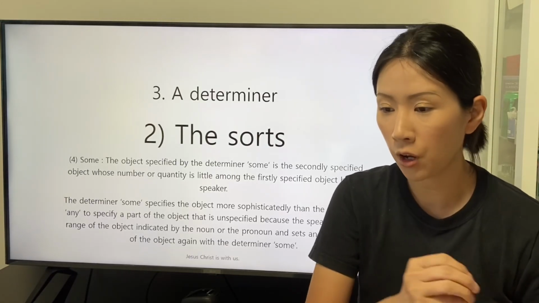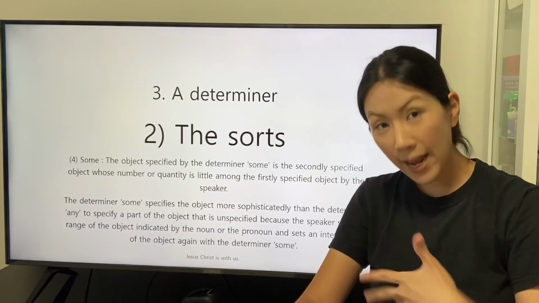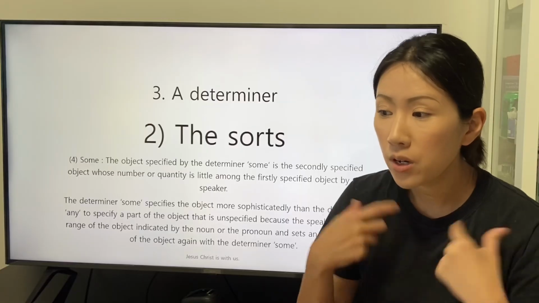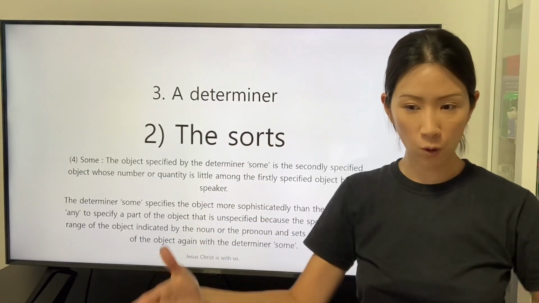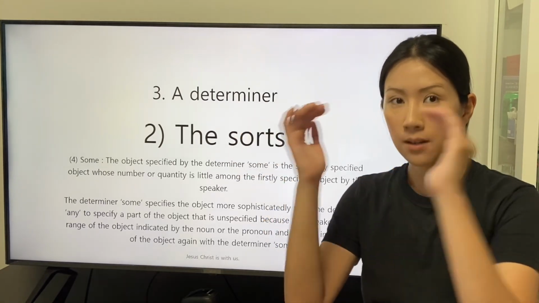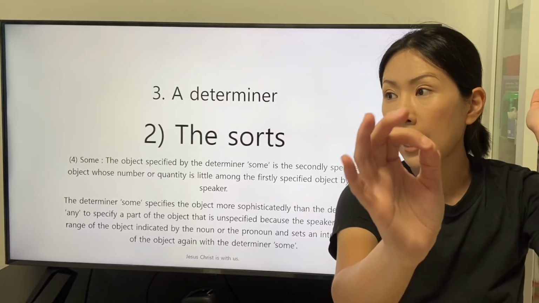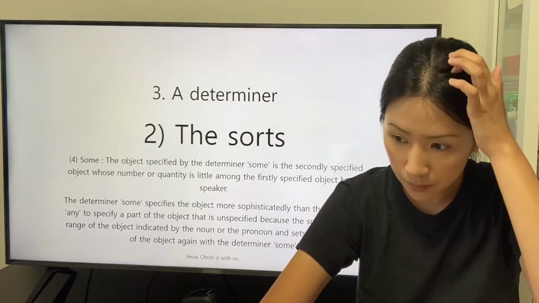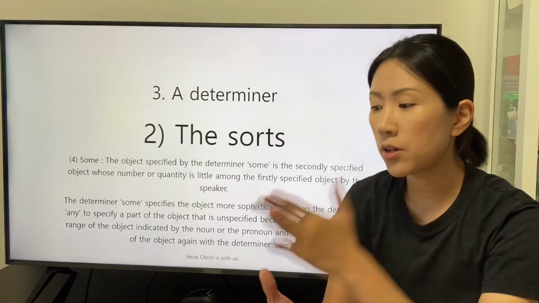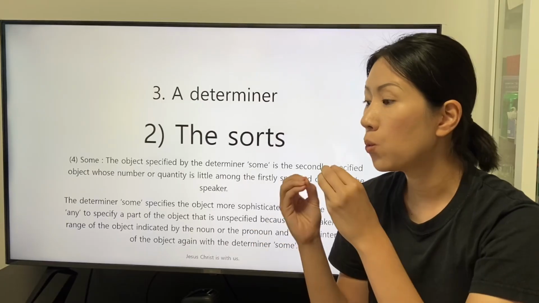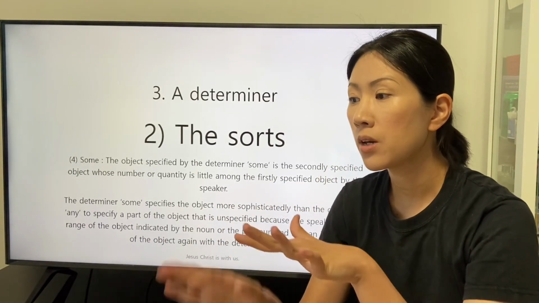The definitions of the determiner any and the determiner some are the same, but whether the speaker sets the prior range of the object to be indicated by the noun described by the determiner any or some or not, may be the point for the speaker to choose which determiner the speaker is going to apply in a statement.